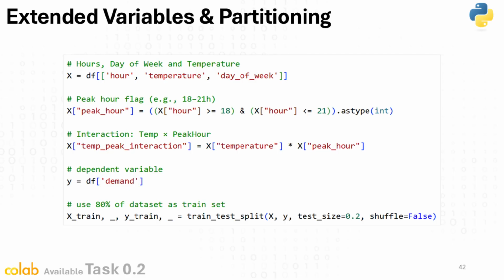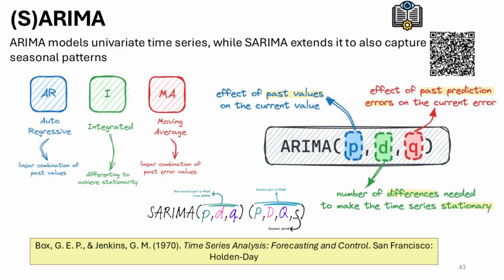By setting shuffle to false, we ensure that the model trains on the past, the first several days, and is tested on the future, the final portion of the week. This approach provides a realistic simulation of how the model would perform in a real-world utility setting, where it must predict tomorrow's load based on everything it learned up until today.